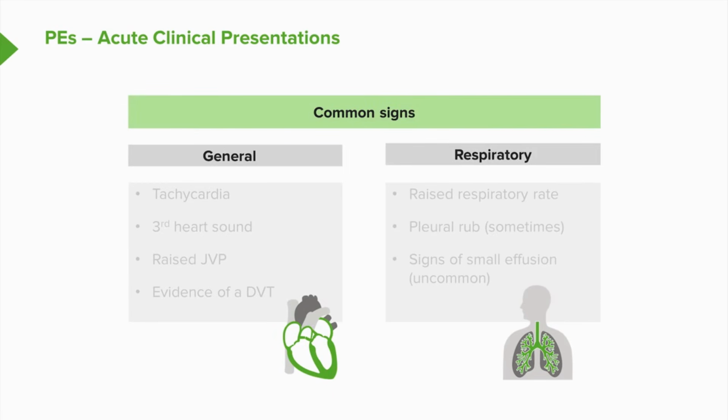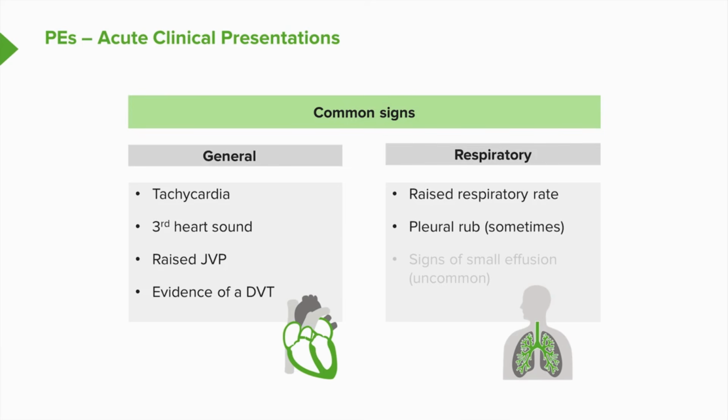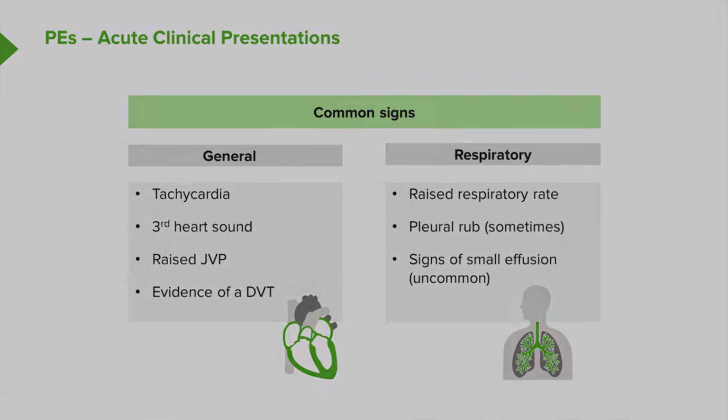With acute PE, the general signs will show that there has been some form of physiological disturbance. There'll be tachycardia, there may be a third heart sound, a raised JVP, showing that there's some sort of right heart strain. And of course, there might be evidence of the pre-existing DVT, although in many patients that is not clinically apparent. And then there are the respiratory symptoms and signs. They have a raised respiratory rate, there may be a pleural rub over the affected area where the infarction has occurred, and there might be signs of a small effusion, which is often associated with that pleural inflammation.